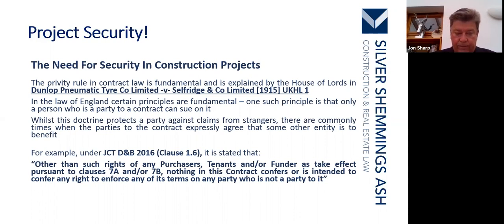That's not unusual. For example, under the JCT D&B 2016, it is stated that other than such rights of any purchasers, tenants and or funder as take effect pursuant to clauses 7A and or 7B, nothing in this contract confers or is intended to confer any right to enforce any of its terms on any party who is not a party to it. So that's a clause giving purchasers, tenants and funders some rights under the contract, but that's it. Nobody else can take action under the contract.